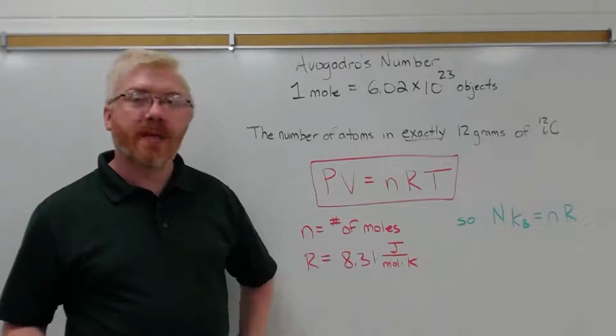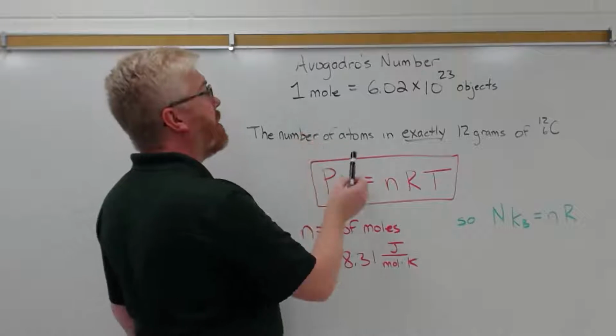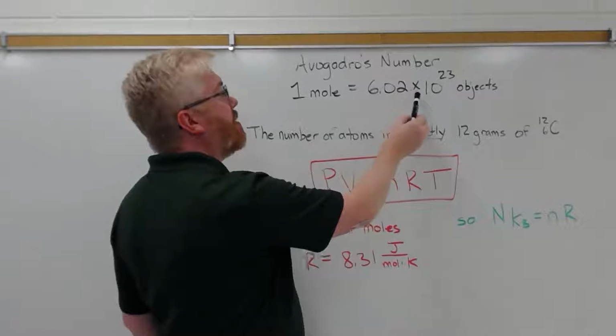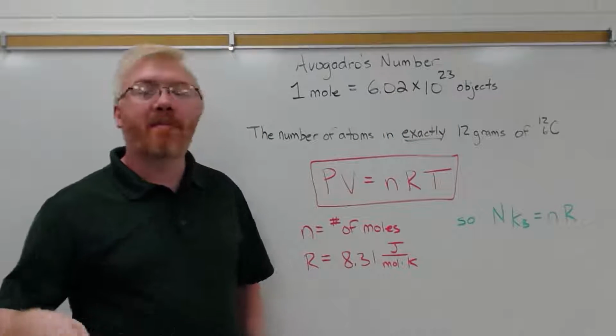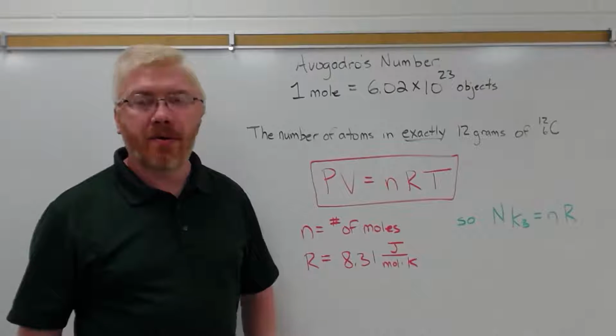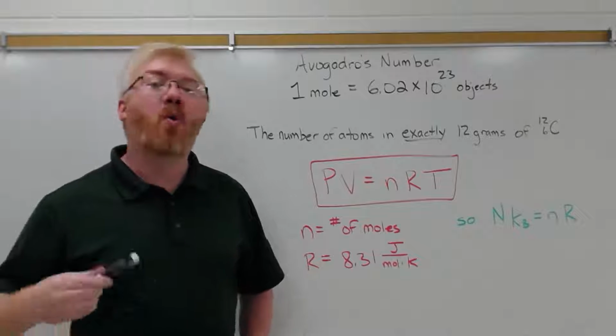A mole is related to a number called Avogadro's number, where 1 mole is equal to 6.02 times 10 to the 23 objects, right? A mole can be a mole of anything, a mole of oxygen molecules, a mole of automobiles, a mole of stars. A mole is just a quantity of something.